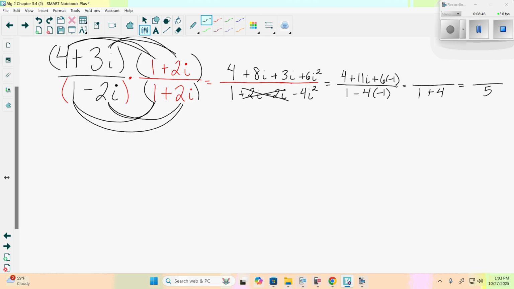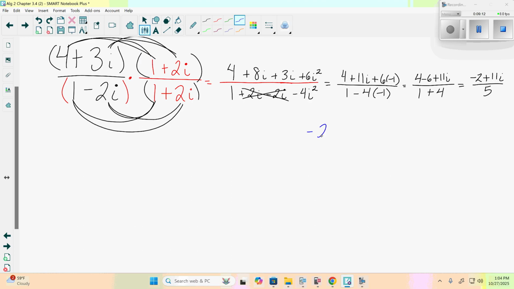But our 8i and 3i are like terms. They'll add together to give us 11i. We do have to replace i squared with negative 1. Well, 6 times negative 1 is negative 6. Combine like terms, 4 minus 6 will give us negative 2. So we have negative 2 plus 11i over 5.